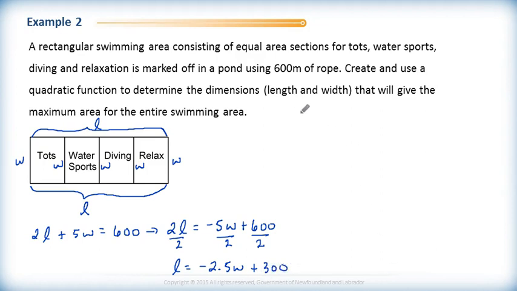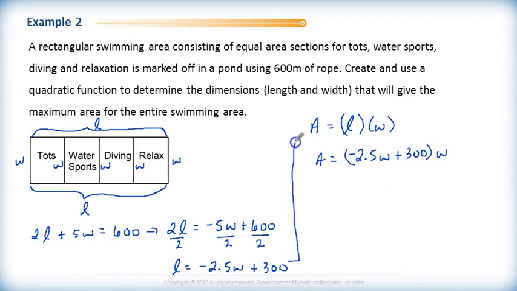Meanwhile, we want to maximize the area. So the area of the whole swimming area is equal to the length times the width. We can use this expression for L and substitute into the area formula. So we have (negative 2.5W plus 300) times W. Just draw an arrow there to show my order of steps. And we've got A equals negative 2.5W squared plus 300W when I distribute that W into those two terms.